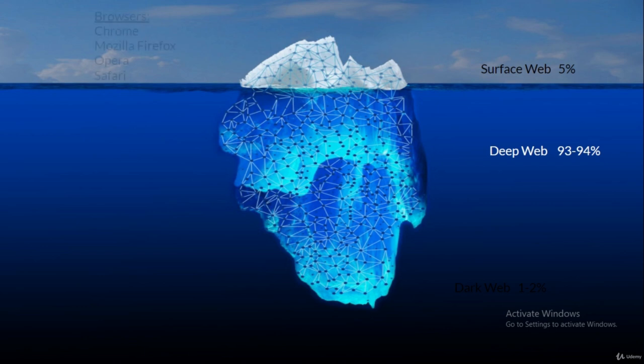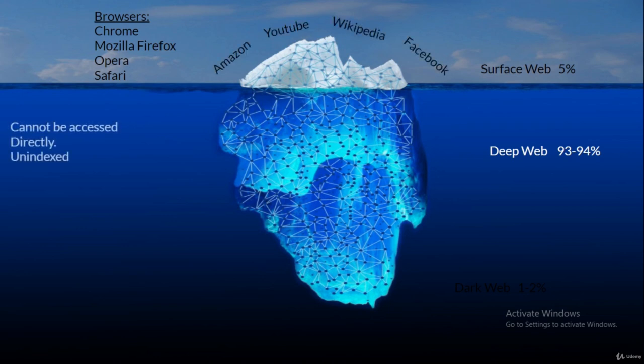The surface web is easily accessible by browsers like Chrome, Mozilla Firefox, Opera or Safari. We can find websites such as Amazon, YouTube, Wikipedia and even Facebook on the surface web.